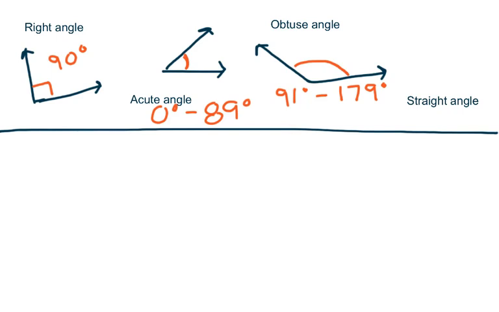And lastly, our straight angle. A straight angle is 2 rays that make a straight line. So this just looks like a perfectly straight line. It's opened all the way up to be a straight line. And this is exactly 180 degrees. And this is why our obtuse angle can only go to 179 degrees, because once it hits 180 degrees, it becomes a straight angle.